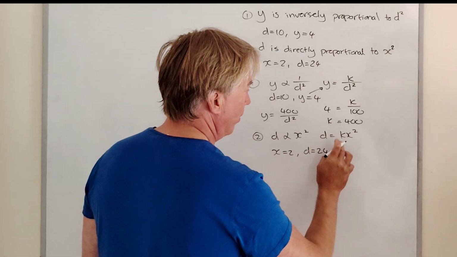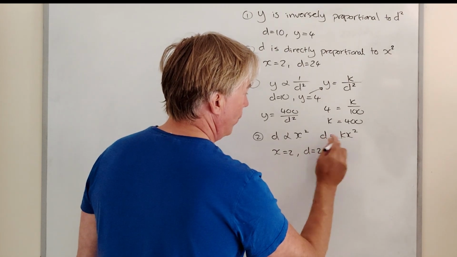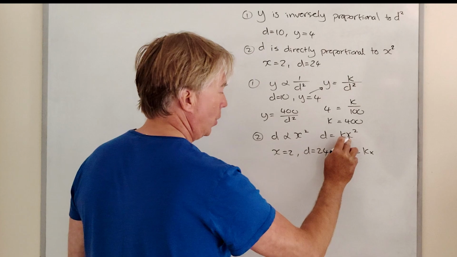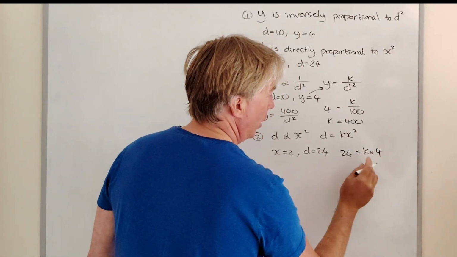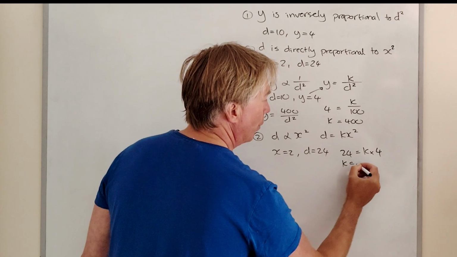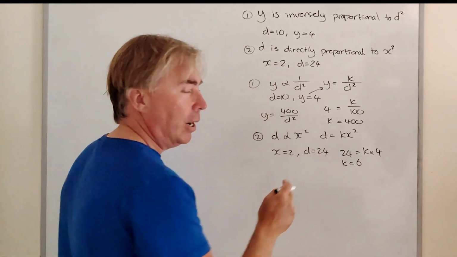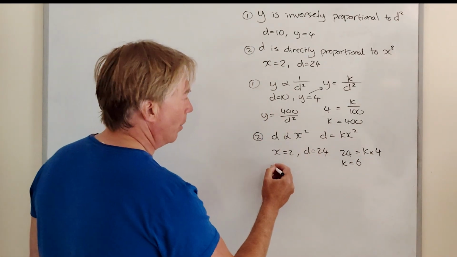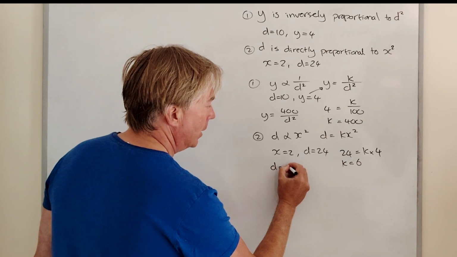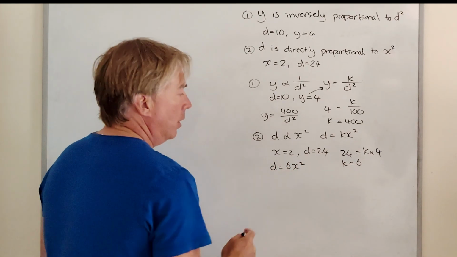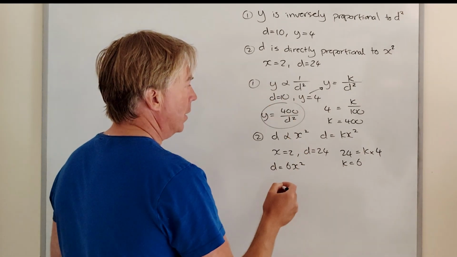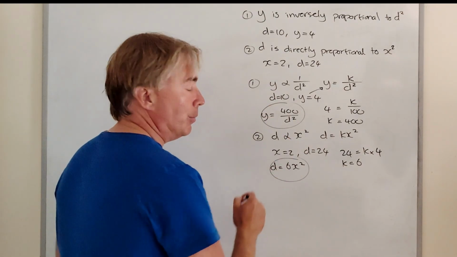In the same way, we plug in 24 for d, and we get k multiplied by x squared, which is 4. So dividing through by 4, we get k is equal to 24 over 4, which is equal to 6. And then we can write our relationship: d equals 6x squared. So we've found two relationships, y in terms of d and d in terms of x.